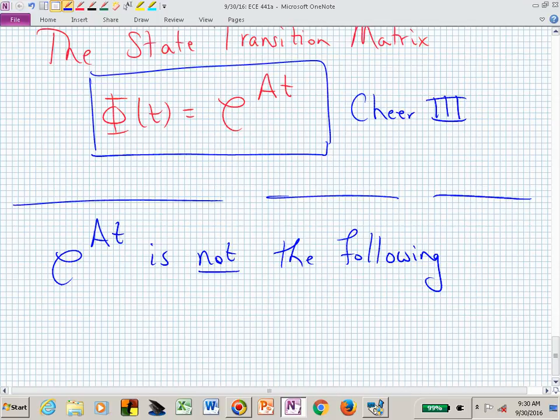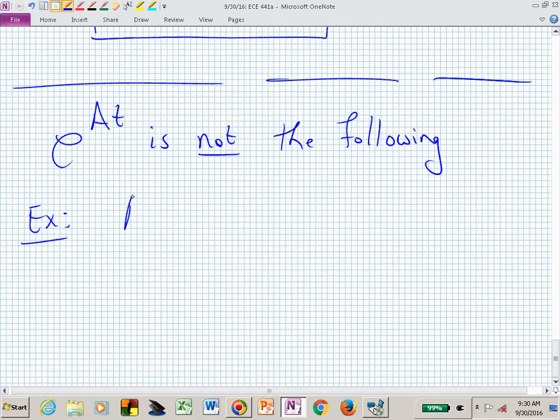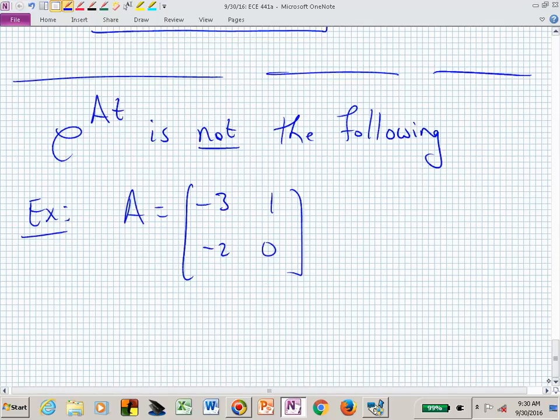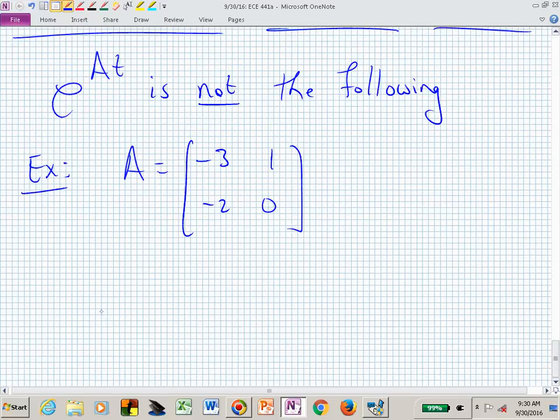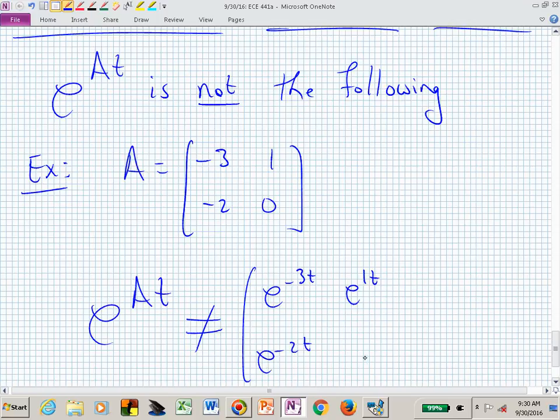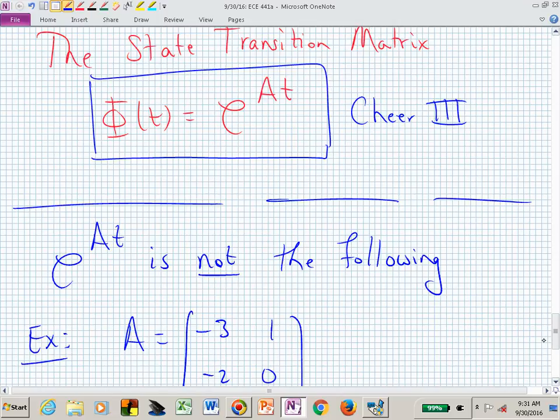If I give you a matrix A, which let's say is [-3, -2; 1, 0], although it may be wanting to be done this way, e to the At is not each individual element exponentiated. It's not e to the -3t, e to the 1t, e to the -2t, e to the 0t. That is not what e to the At is. E to the At is a more interesting matrix than that. So we can't just exponentiate each element in order to perform cheer number 3. We have to do a little bit more work.